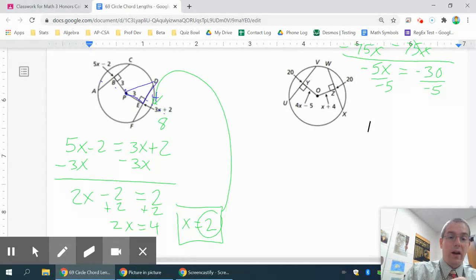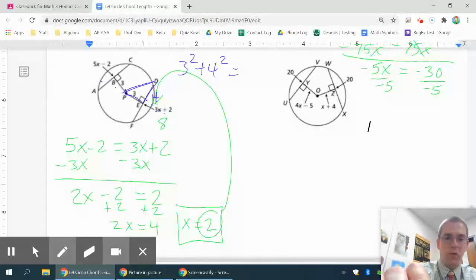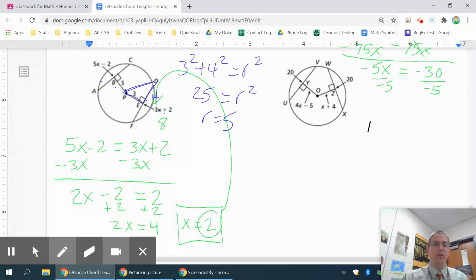And then to get the radius now, I'm ready to use the Pythagorean theorem. So 3 squared plus 4 squared equals my radius squared. I could call that c if I wanted to. That's 25 is r squared. So my radius is 5. So that shows you how you can solve for x, plug it in, and then even go a step farther to find the radius. I recommend you pause the video and try this next one on your own.